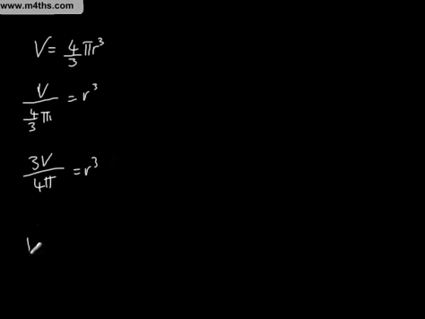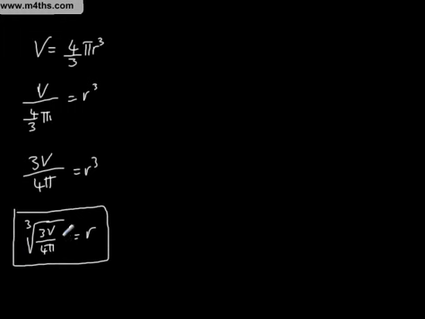To finish off, I can do the cube root of both sides, and the cube root of r cubed will just give me r, and then we'll be left with the cube root of 3v over 4 pi. So now I've expressed r in terms of v. If we were given a volume and we wanted the radius, then we could find the radius. If we got a radius and we want the volume, then we can do that. So that's rearranging it.